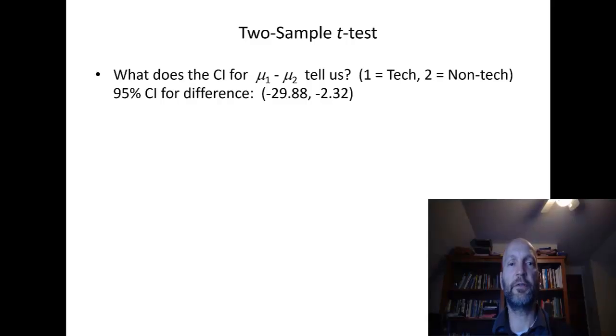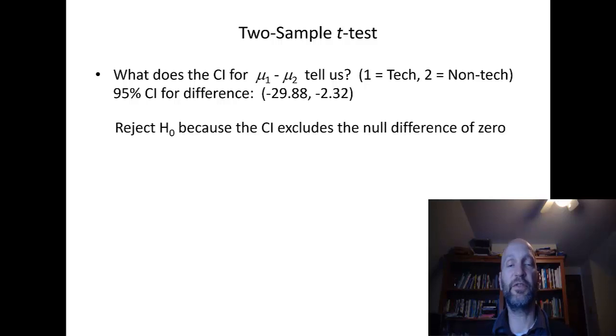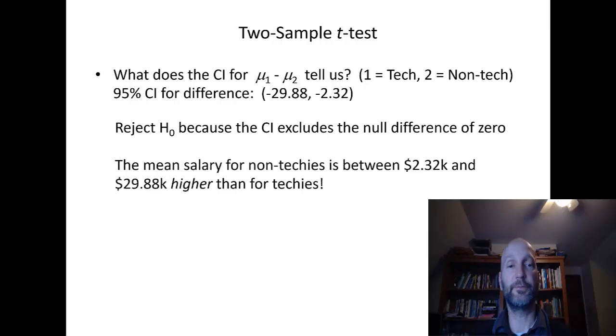We saw the confidence interval for the difference in the means in the last slide. And what does this mean? Well, we have a 95% confidence interval for the difference, and that is between negative 29.88 and negative 2.32. So there's a couple of things this tells me. First of all, we're going to reject H0 because the hypothesized value of 0 is not in that interval, and so that means that the conclusion would be that there is a difference between techie and non-techie backgrounds.